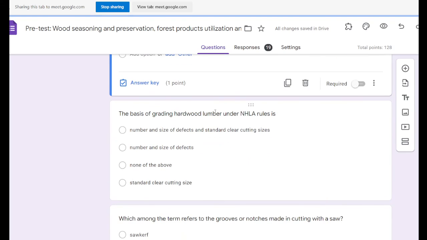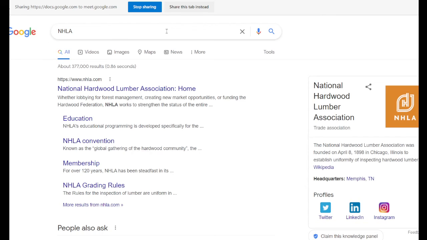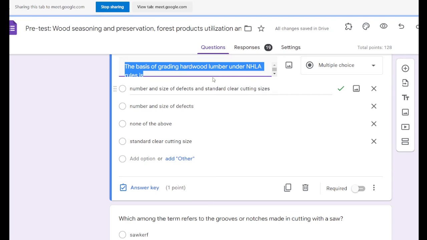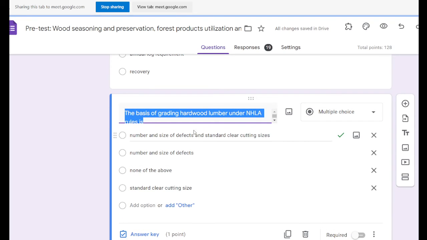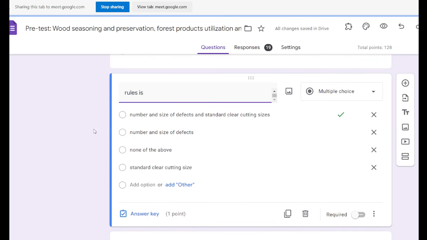Next, the basis of grading hardwood lumber under NHLA rules. NHLA is actually a US lumber authority, the National Hardwood Lumber Association, an American lumber association. But it is adapted internationally. Their basis of grading hardwood is the number and size of defects and standard clear cutting sizes. Okay, number and size of defects and standard clear cutting sizes. That is their basis for grading hardwood lumber.